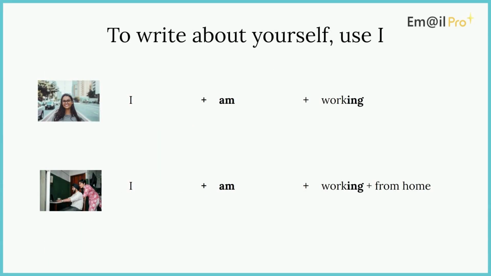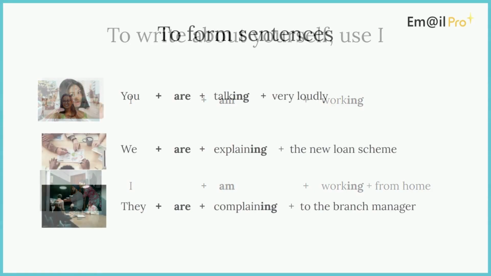To form a sentence to write about yourself, use I. Add am and the action word ending with ing. For example, I am working, or I am working from home.